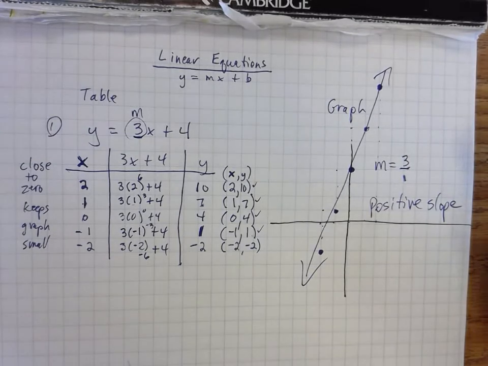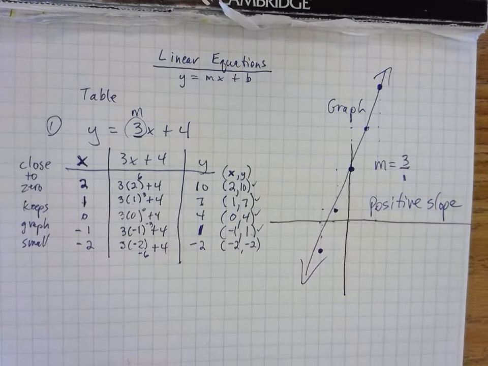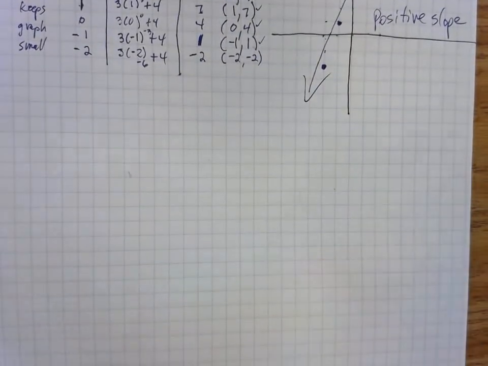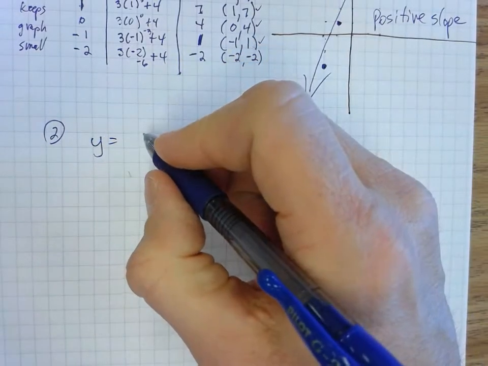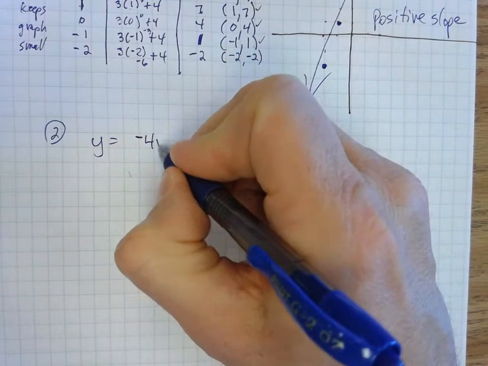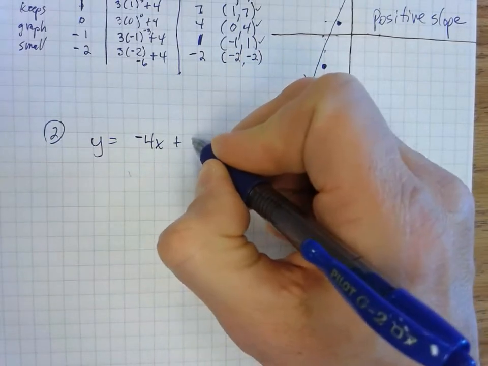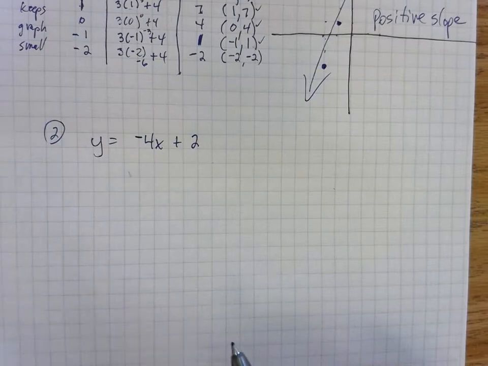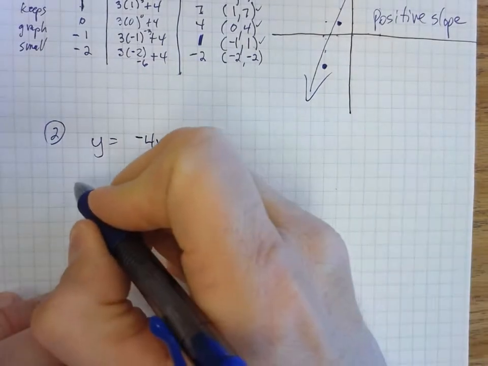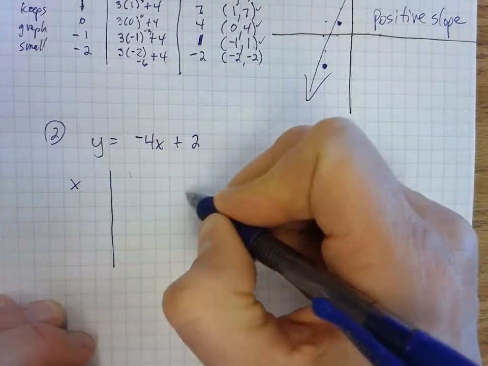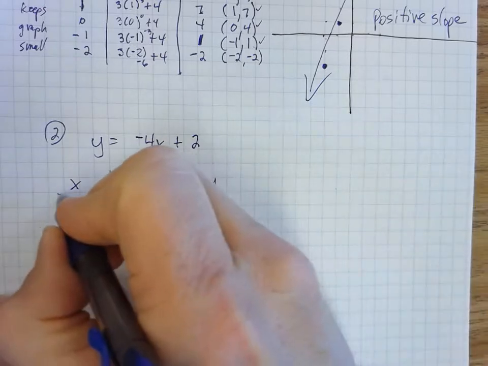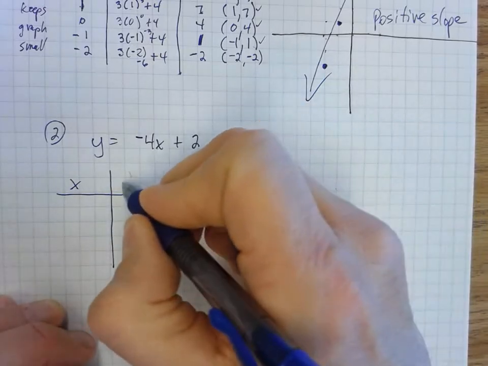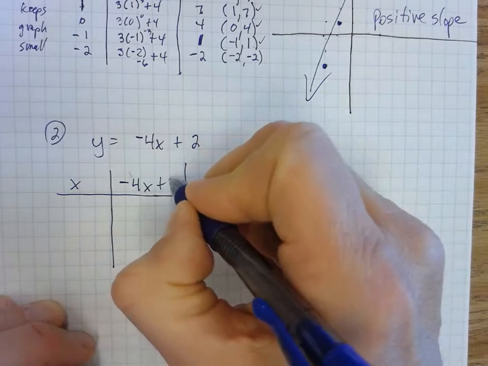Easy enough, okay? So now we're going to do one that's got a little bit different look to it. Let's try number 2 real quick. This time let's say our equation is y equals negative 4x plus 2. So we're going to set our same little table up here. We got the x column, we got our little column where we're going to do our work, and we're going to get the y results over here. In the middle, you just write negative 4x plus 2.